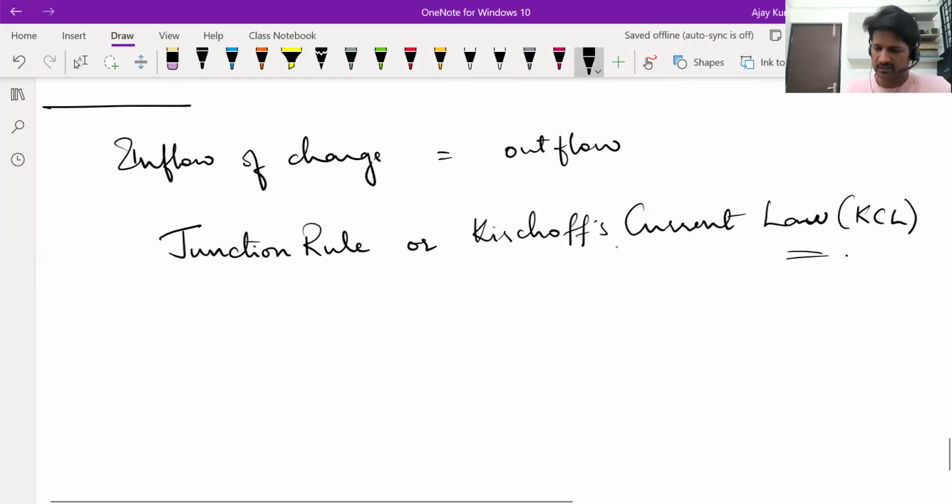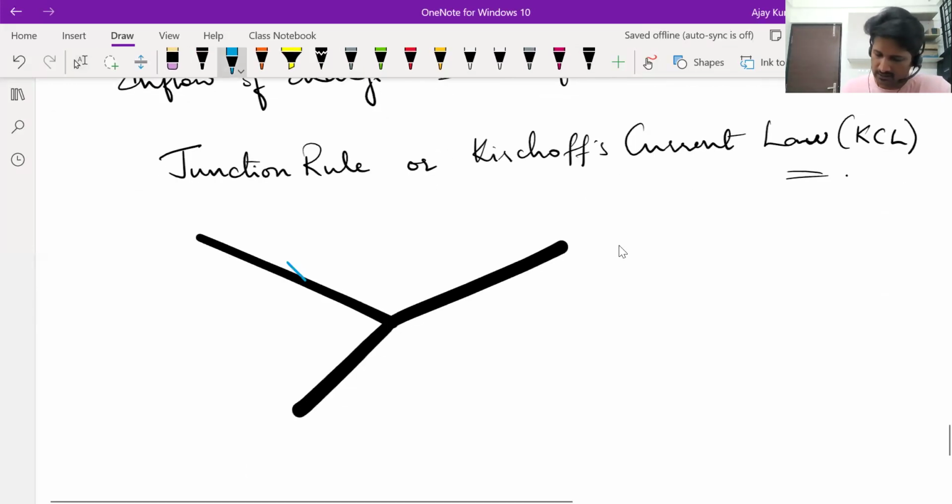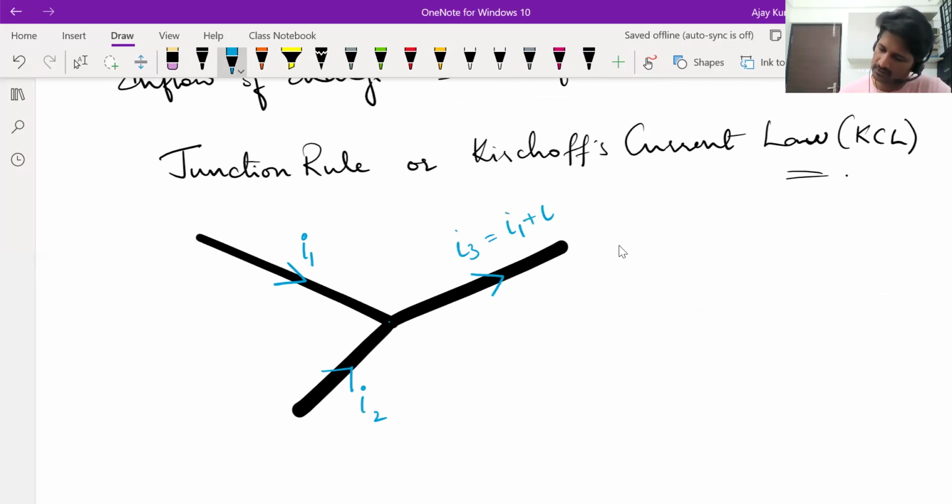So the law suggests that if there's a junction of wires, let's say there is a current I1 flowing in and there's a current I2 flowing in. Then in the third wire, at the junction, we have considered two inflows, so there must be an outflow. And outflow should be equal to inflow. So I3 is equal to I1 plus I2. So that's the basic idea behind KCL. And we'll be applying this in every circuit that we come across from now onwards. Inflow of current to a junction should be equal to outflow.